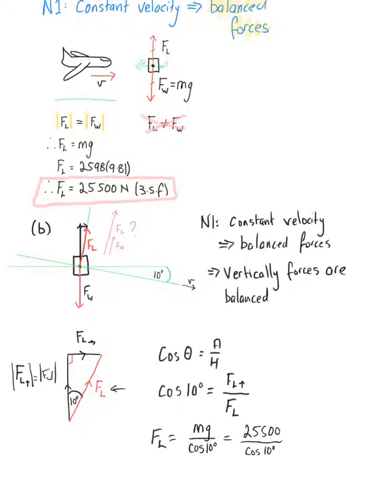That is mg divided by cosine 10 degrees. So remember, it's mg because the vertical component of our lift force is balancing off the weight force. And we calculated that in part A, 25,500 newtons. So we get our final answer, the lift force is 25,900 newtons.